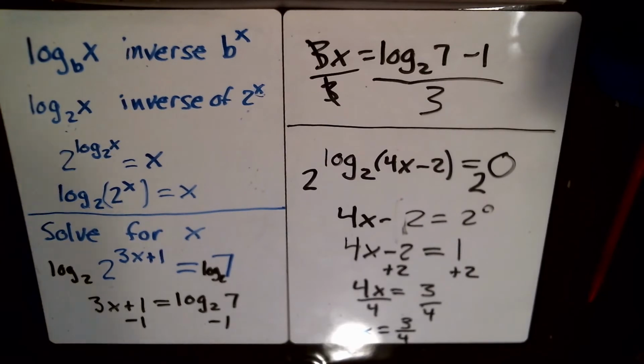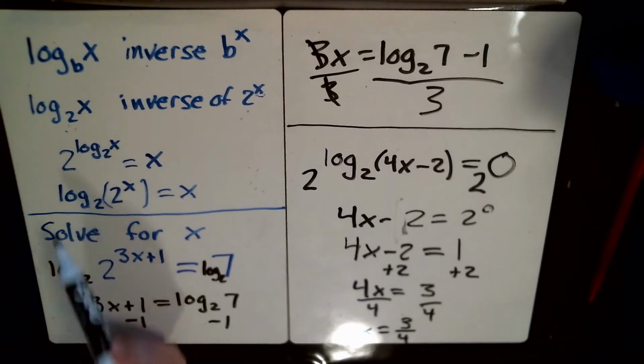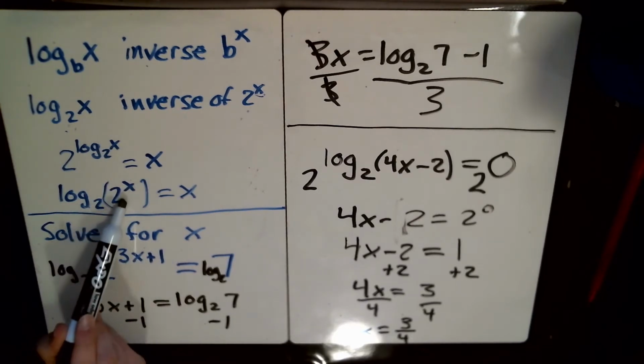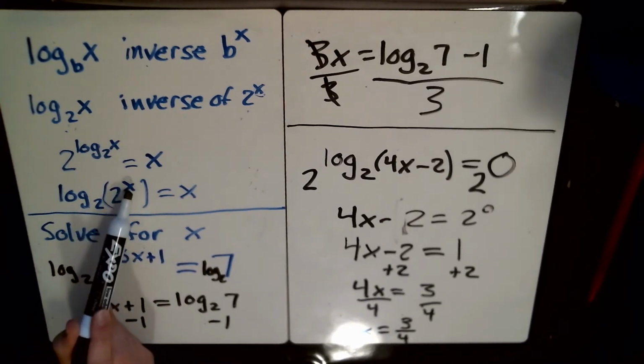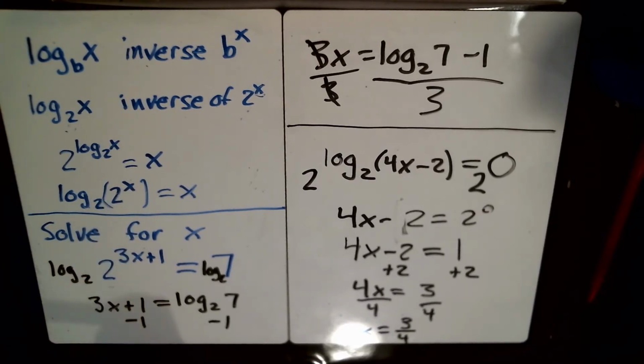So that's how you use logarithms, right? Logs and exponentials undo each other. When you plug the log into the exponent, they cancel out. And if you do a log of an exponential expression, like log base 2 of 2 to the x, those undo each other as well. So that's the big thing you need to know about logs and exponentials: they undo each other.